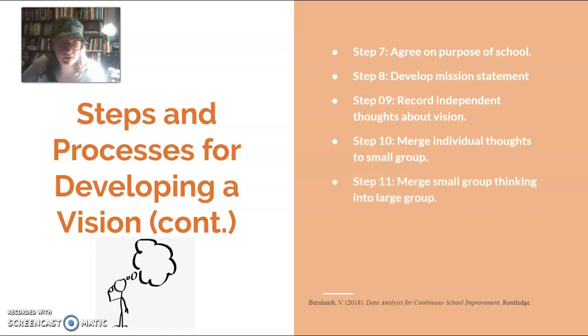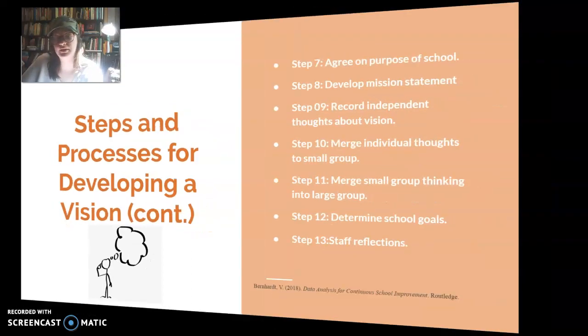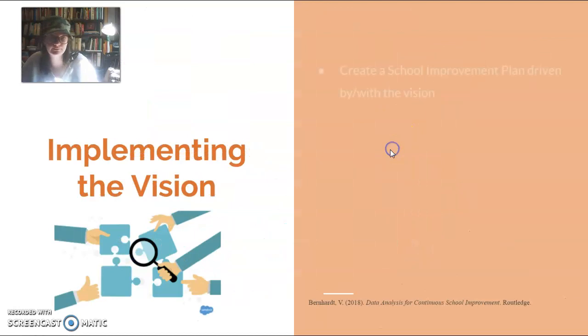And again, merge that small group into a large group and determine the school goals, which is our final school vision. We want to include those values, the beliefs, the purpose, make sure it goes along with our mission and shows our school goal for the year, or for the next few years, and connects to what we'll talk about next, which is our school improvement plan. So after we've determined goals, we'll go into staff reflections, make sure everybody agrees on it, and figure out how we're going to implement it, which is next, implementing the vision. So we need to create a school improvement plan that is driven by or with the vision.